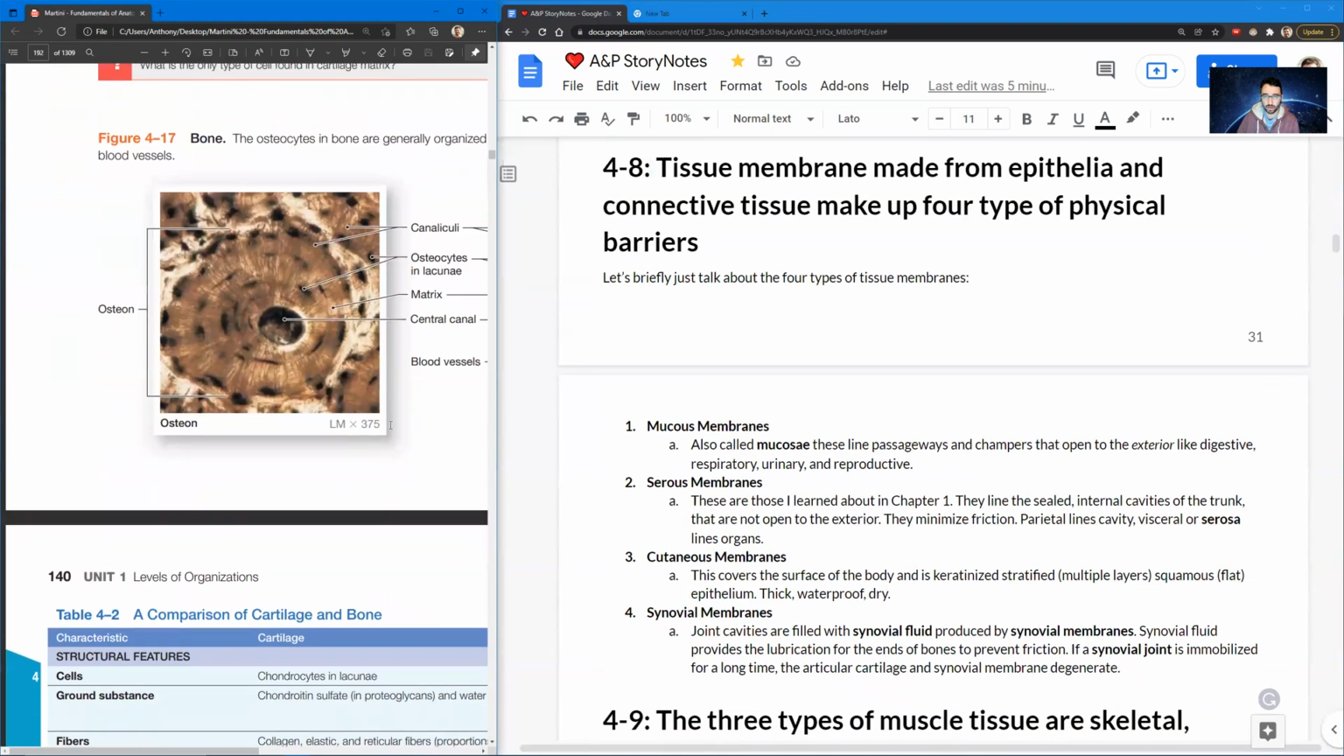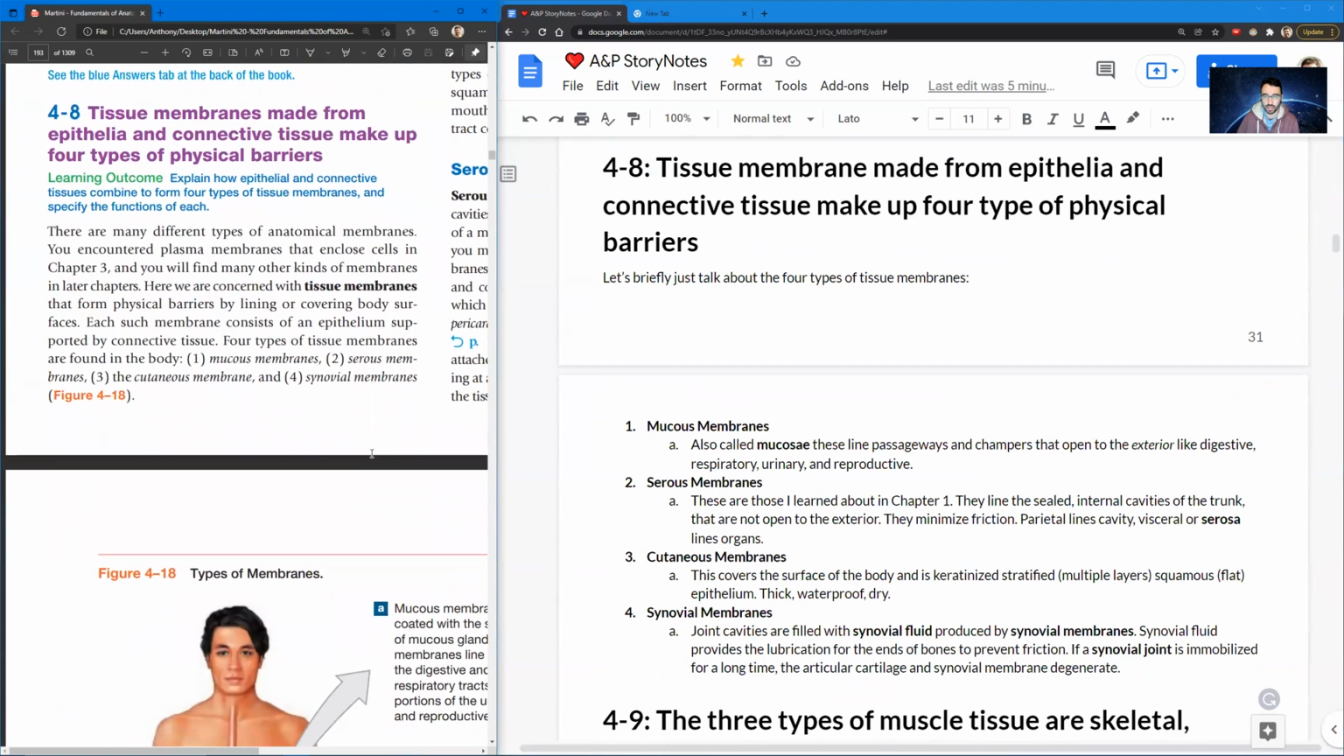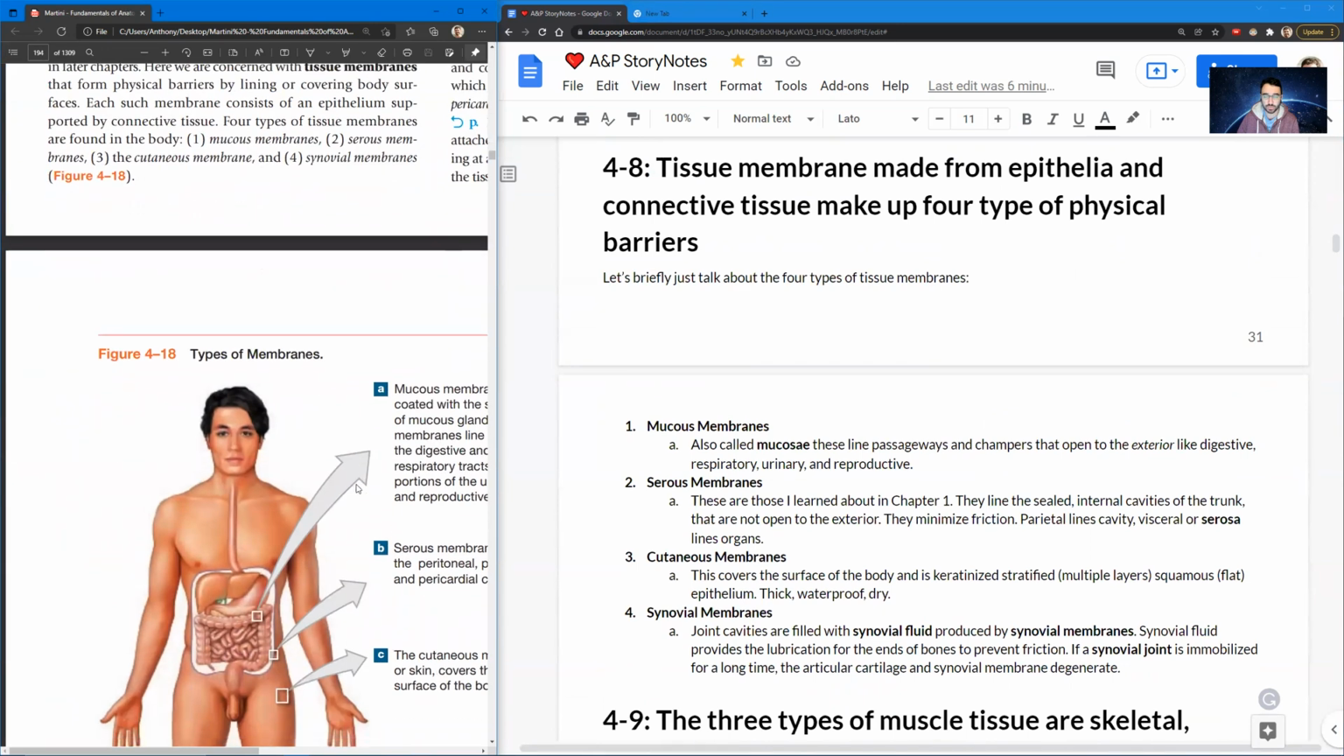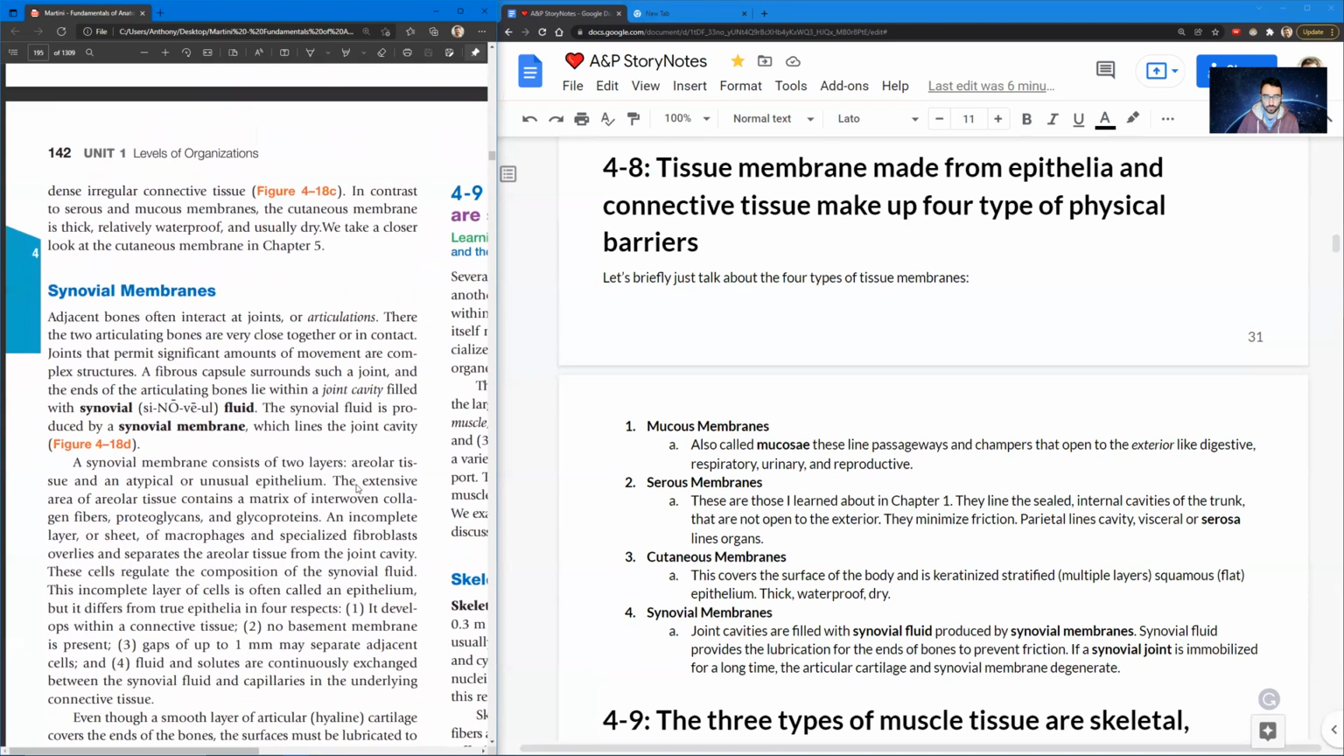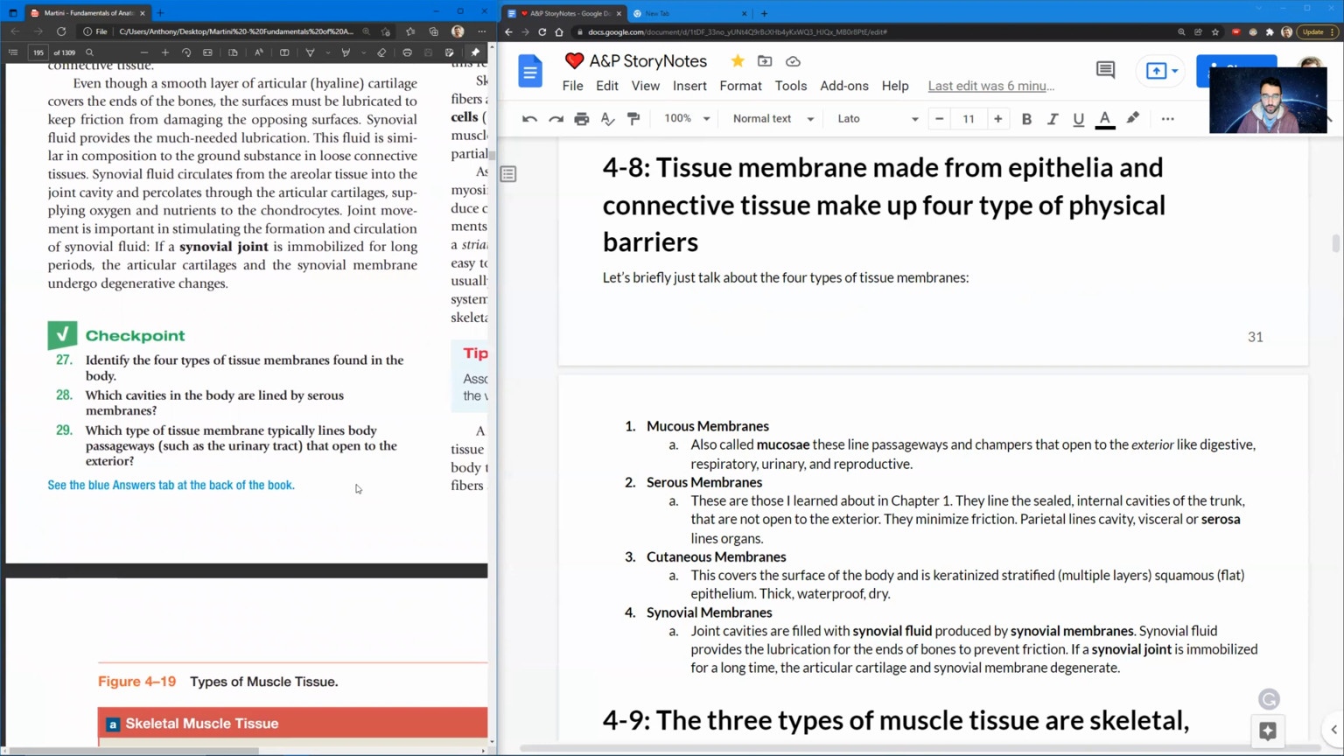So we're talking about barriers here, and we have mucous membranes, serous membranes, cutaneous membranes, and synovial membranes. Mucous membranes, or mucosa, line passageways and chambers that open to the exterior, like our digestive, respiratory, urinary, and reproductive systems. The serous membranes, which we talked about in chapter 1, line those sealed internal cavities that are not open to the exterior, and they minimize friction.